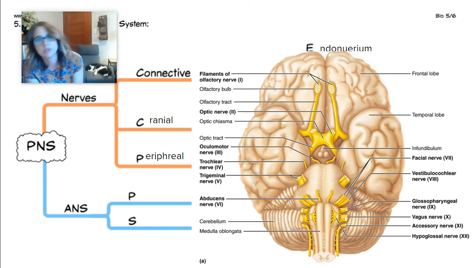The olfactory nerve, the optic nerve, the oculomotor nerve, trochlear, trigeminal, abducens, the facial, vestibulocochlear, glossopharyngeal, vagus, accessory, and hypoglossal. And they're numbered 1 through 12, Roman numerals 1 through 12.